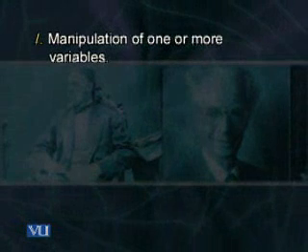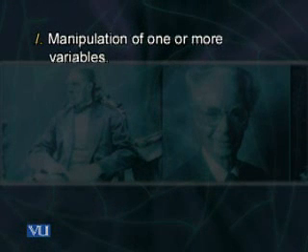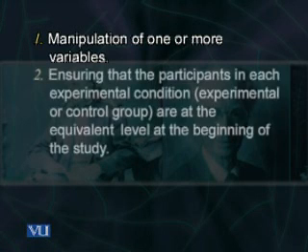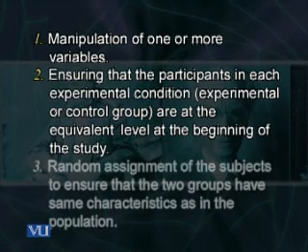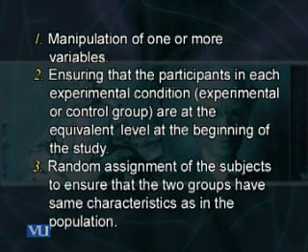After that we said that if we want to conduct a sound and good experiment, there are certain conditions which you have to fulfill. Number one, manipulation of the independent variable. So the first thing is manipulation, increase or decrease of the independent variable. Number two, one should ensure that both the experimental group and the control group are at the same level at the beginning of the experiment. And number three, random assignment of the subjects.